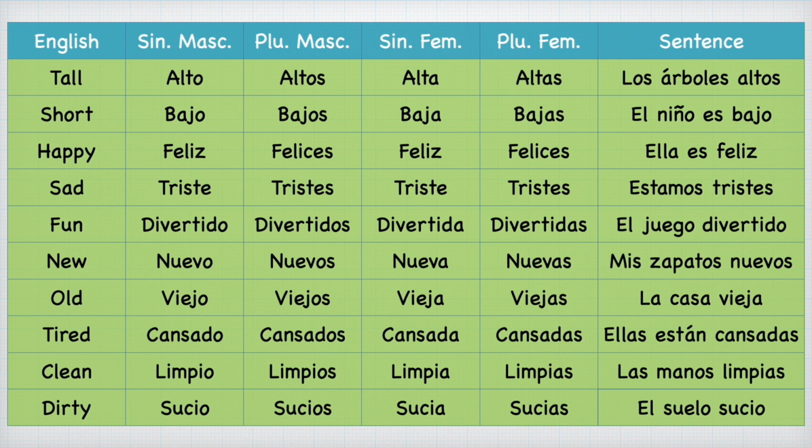And a lot of the feminine singular words end in the letter A. And to make them plural, we add the S. There are some exceptions like feliz and triste, but the others follow that pattern. And this will hopefully help you identify the gender and number of the words.